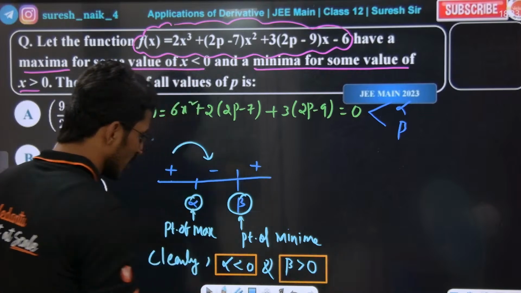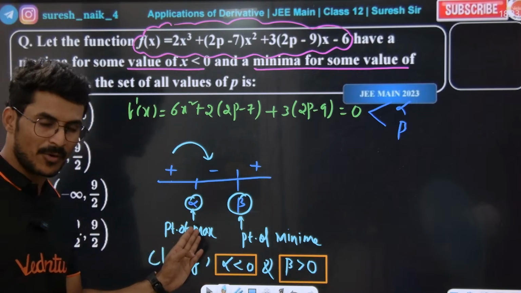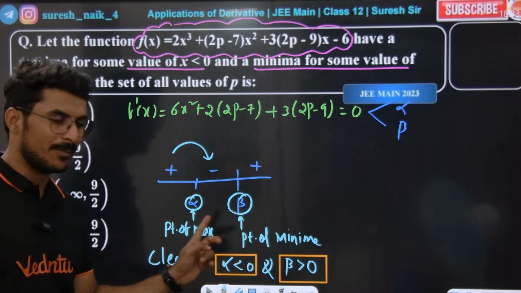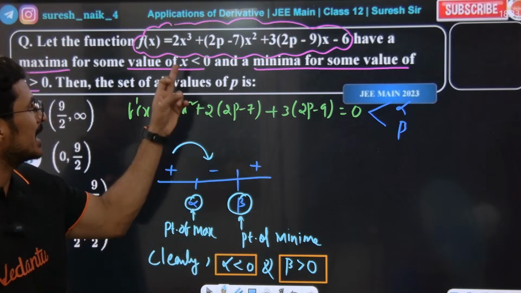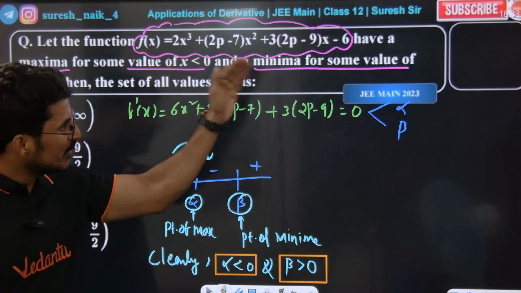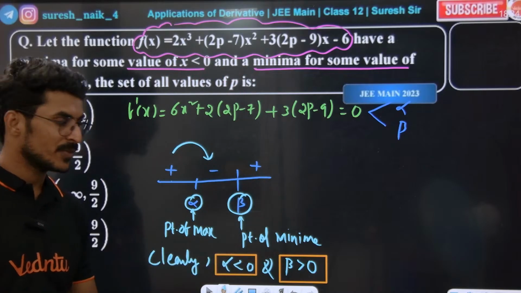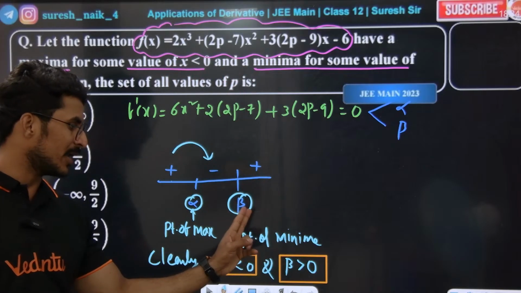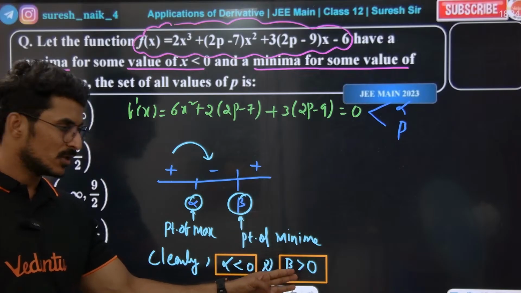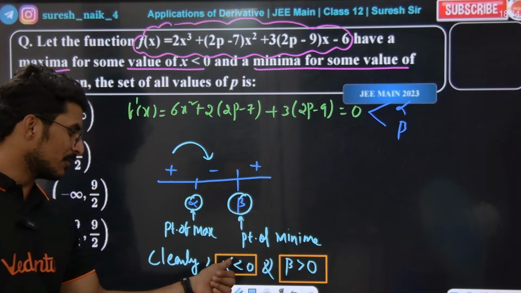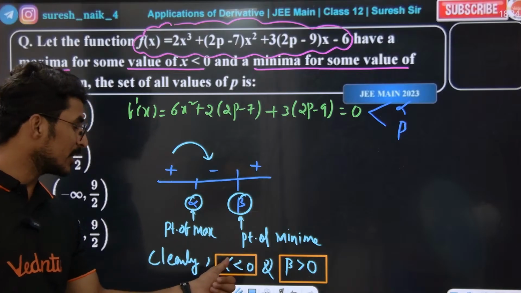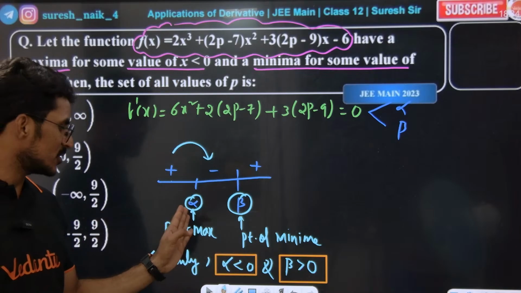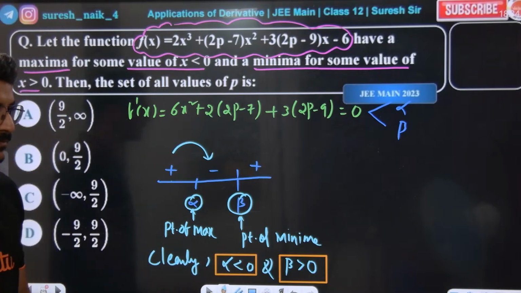Yes sir, alpha less than 0. Alpha is the point of maxima, beta the point of minima. The point of maxima is occurring when x is less than 0. The point of minima is occurring when x is positive. X positive means minima, that is beta. So beta is positive. Alpha is the maxima point. Maximum is occurring whenever x is less than 0. So x less than 0 means alpha should be less than 0 obviously.